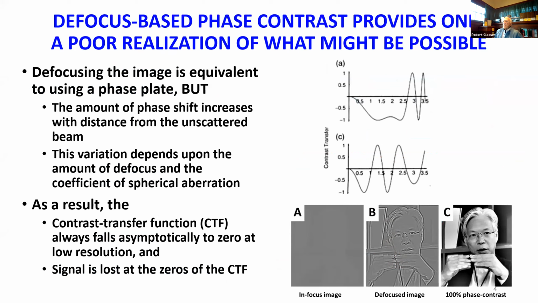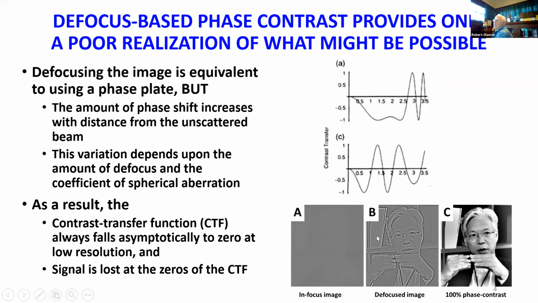Just some more background before I actually get into talking about the laser phase plate. I want to emphasize a little bit more about defocus-based phase contrast. It provides only a poor realization of what might actually be possible. The lower right-hand panel shows a simulation of what the image would look like without defocusing or without a phase plate. In the middle, if you defocus the image, and on the right is if you have something like a Zernike phase plate to image the object.